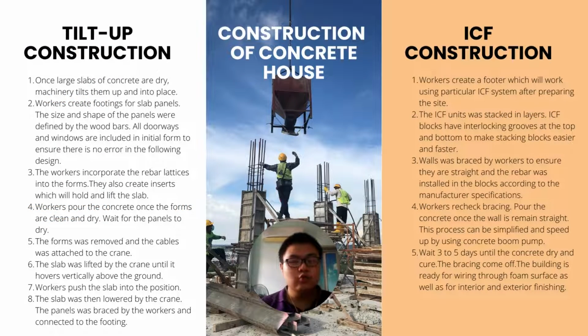Generally, there are two common types of concrete house construction, which are tilt-up construction and ICF construction. These are the processes during both constructions. For ICF construction, ICF block is a good insulator. It keeps the heat in and the cool out with extreme efficiency, allowing homeowners to reduce their energy bills each month. ICF blocks are extremely durable. They also perform well against harsh weather conditions.